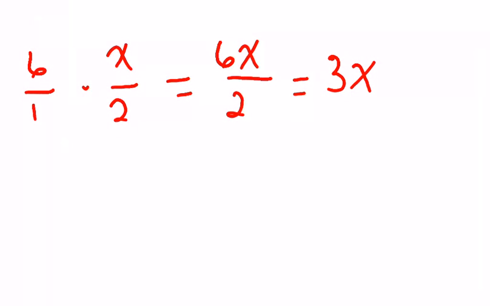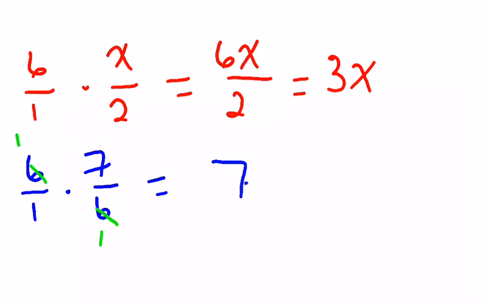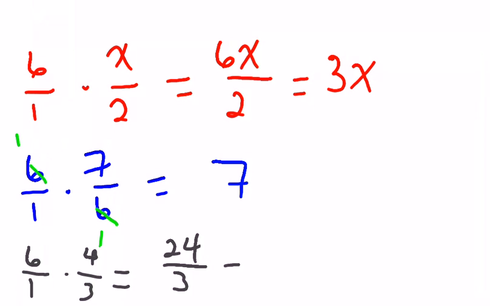Then if we look at the second one, we have 6 over 1 times 7 sixths. And sometimes you might want to cross-cancel ahead of time if you see that. If not, you can multiply it and then reduce afterwards. And so in this case, we just get 7. And then for the last one, we have 6 over 1 times 4 thirds. Here we get 24 over 3, but 3 goes into 24 8 times.